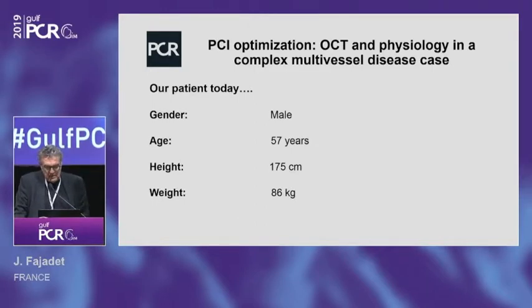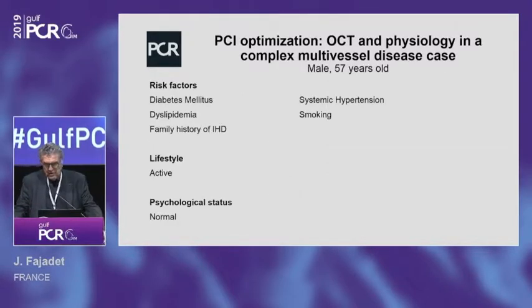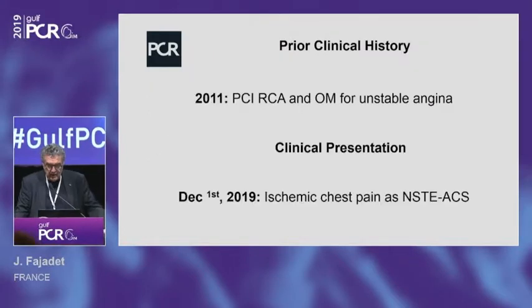It's a 57-year-old gentleman. You could see that he's a little bit overweight, but not a lot. But he has a lot of risk factors. All of the risk factors. He's diabetic, has dyslipidemia, has a strong family history of coronary artery disease. He has hypertension, and he has a previous history of revascularization in 2011, PCI of two vessels, the RCA and the OM branch, for unstable angina.